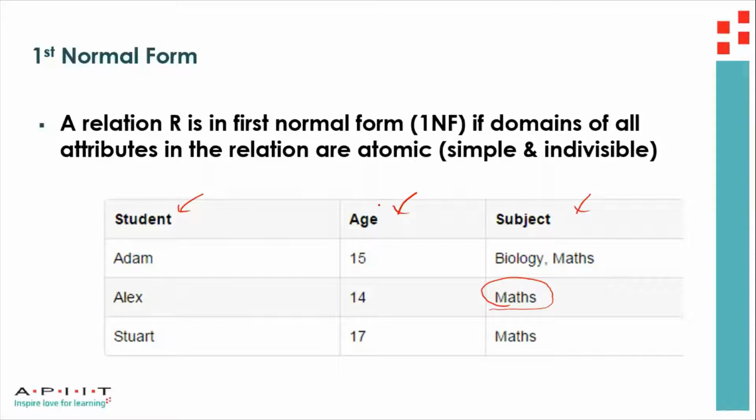Now what is the next normal form? We can make it first normal form. That's the idea. So how can we make it first normal form? Now it clearly says... Okay, we are having a question.